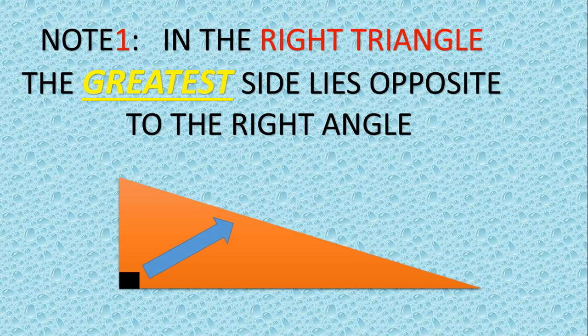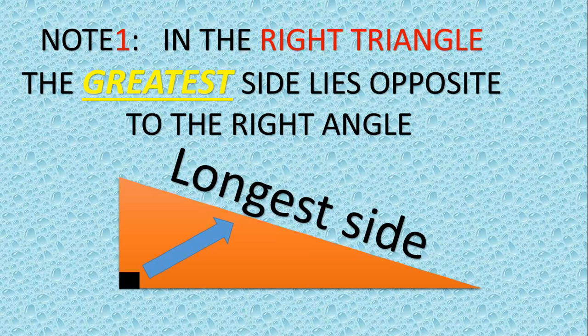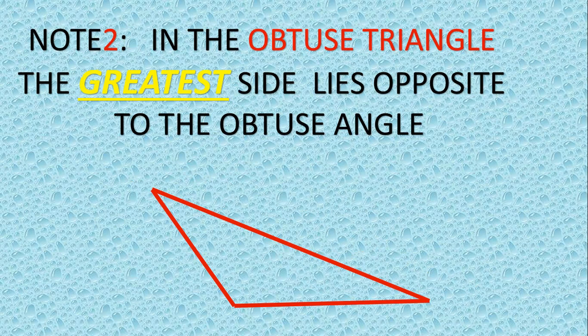Then the side opposite 90 is the longest side. This side is called the hypotenuse, the greatest side, opposite to the right angle. The side opposite to the right angle is the longest side. Of course, if the triangle is obtuse, the side opposite the obtuse angle is the longest one, because there is no other obtuse or right angle in this triangle.